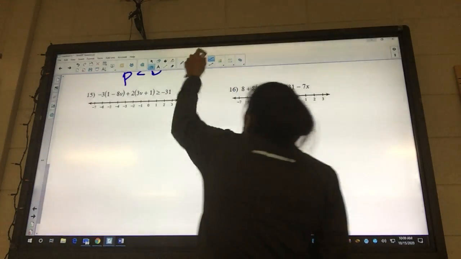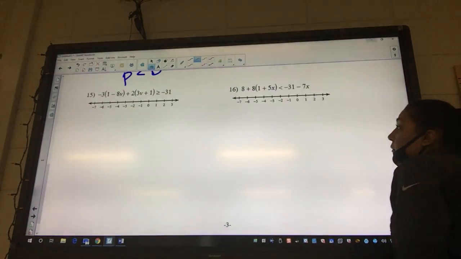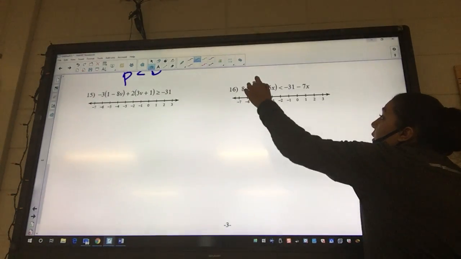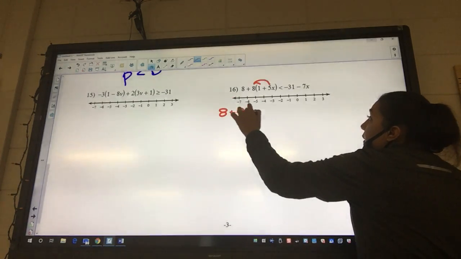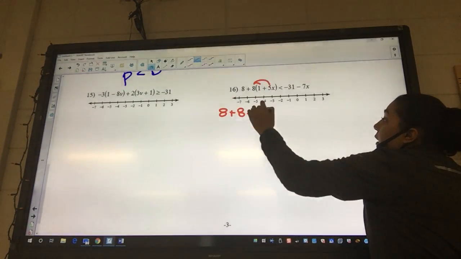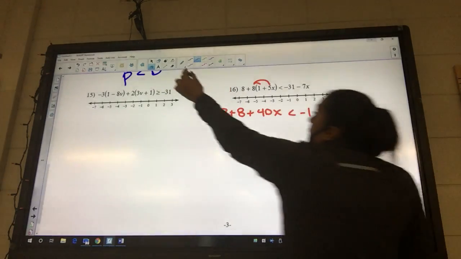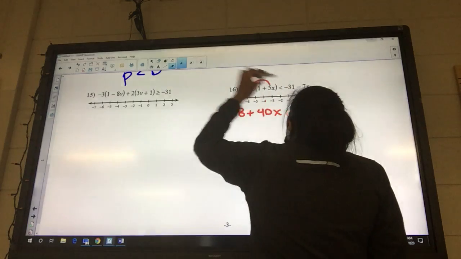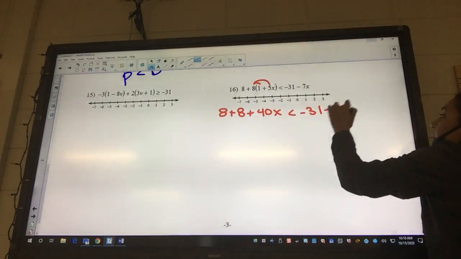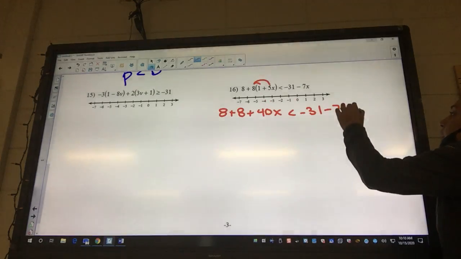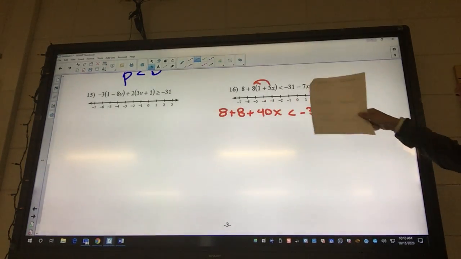Okay, so 16. What's our first step? Distribute. So I got 8 plus 8 plus 40x. And on the other side, I'm just going to write everything down. So minus 31 minus 7x. What's going to be our next step? Combine.